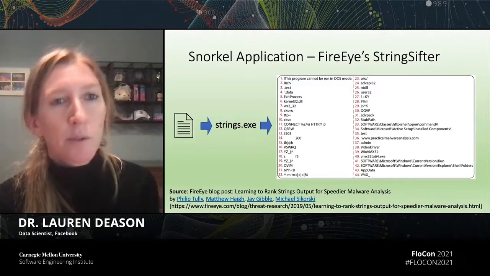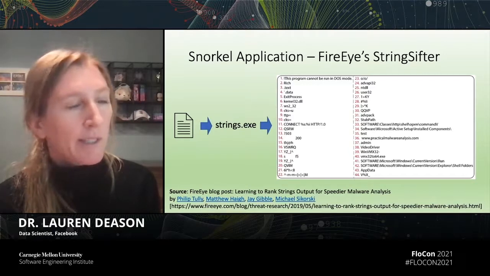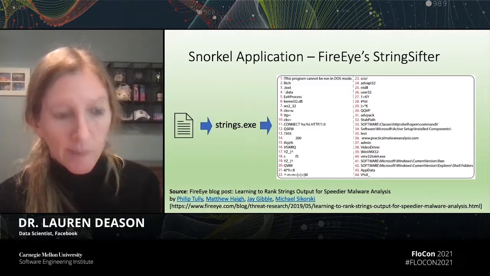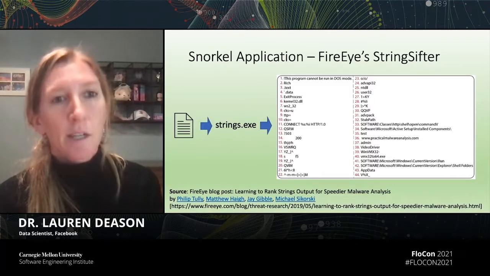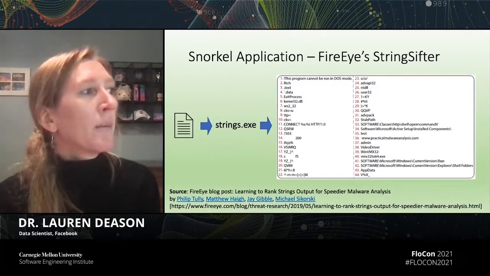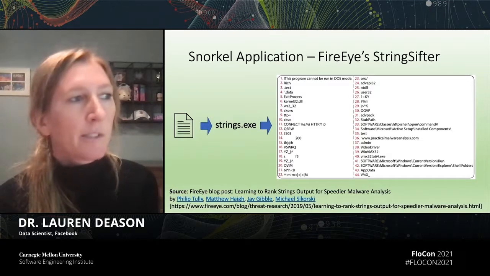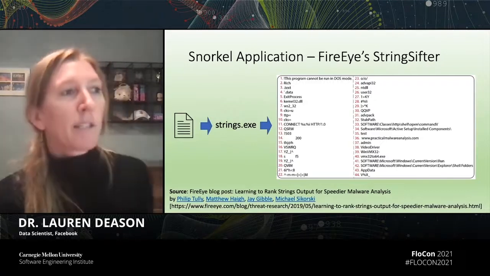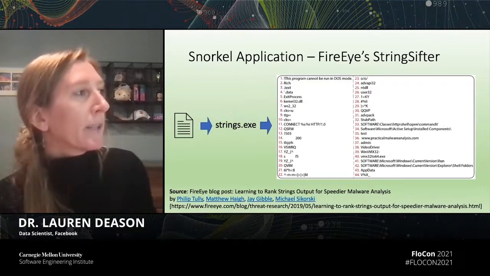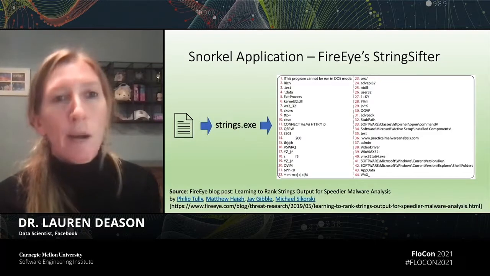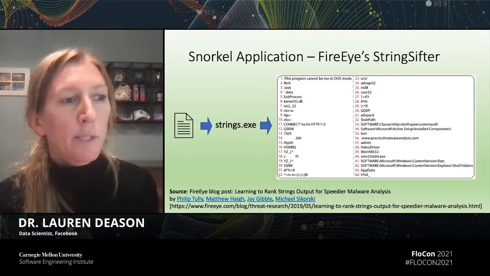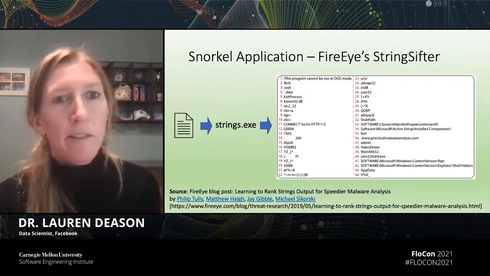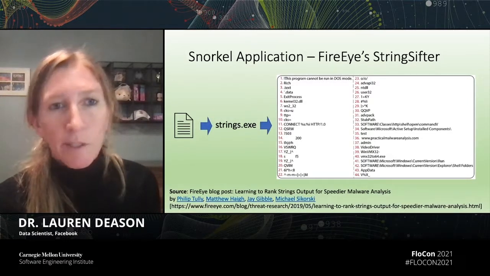FireEye. This is a tool that I saw presented at a conference a couple of years ago that's useful for malware analysis and leverages this Snorkel tool. So let me describe the specific use case here, and then I'll describe how they take advantage of programmatic labeling to improve their classifier. In the malware space, a human malware analyst's job is often to take a given file and then determine if it's malicious or not.